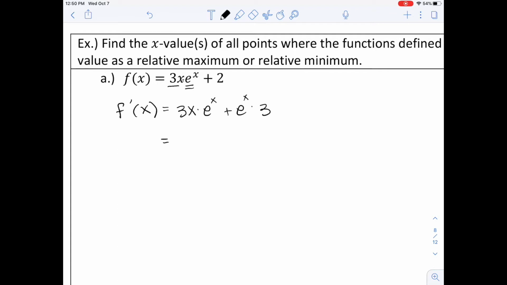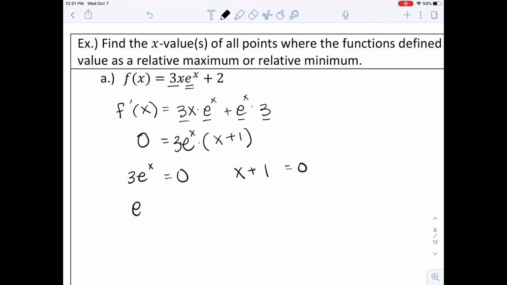In order to figure out where we have our maximums and minimums, we need to take our derivative and set this equal to 0. And so we can factor out both a 3 and an e to the x, and we are left over with x plus 1. Since we're multiplying here, we can use the zero product property and set each of these equal to 0. Dividing the first one by 3, we have e to the x equals 0.